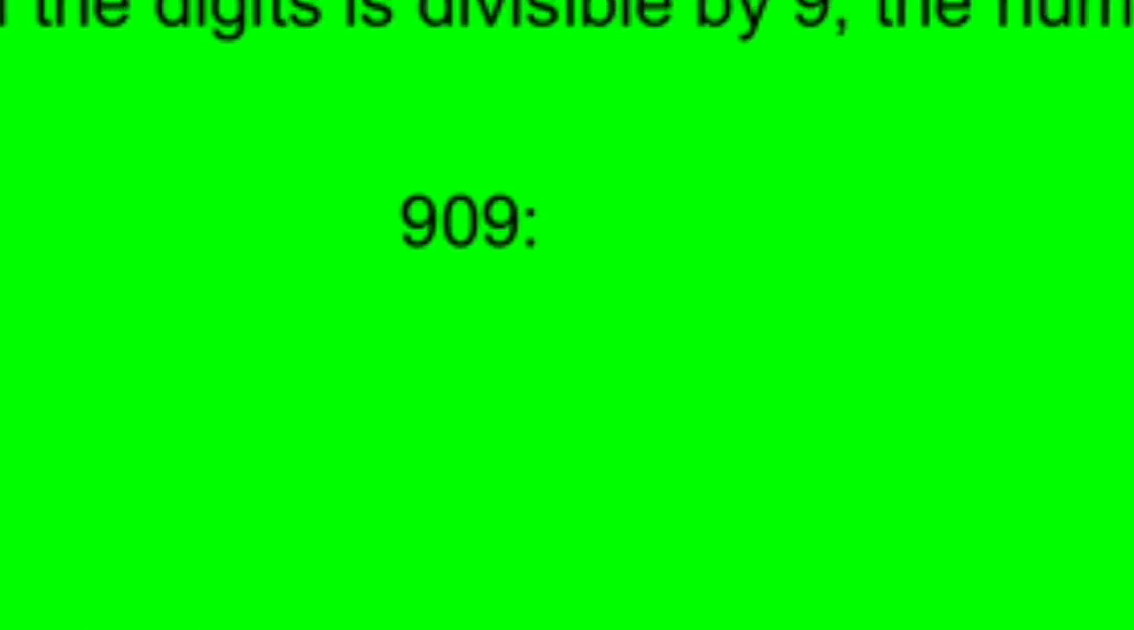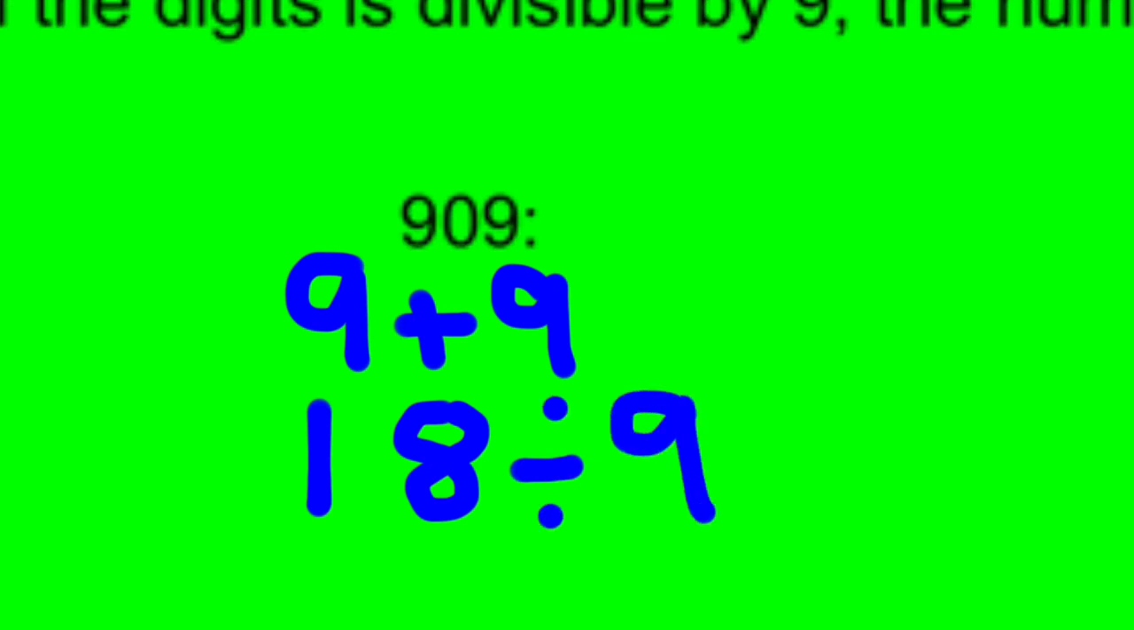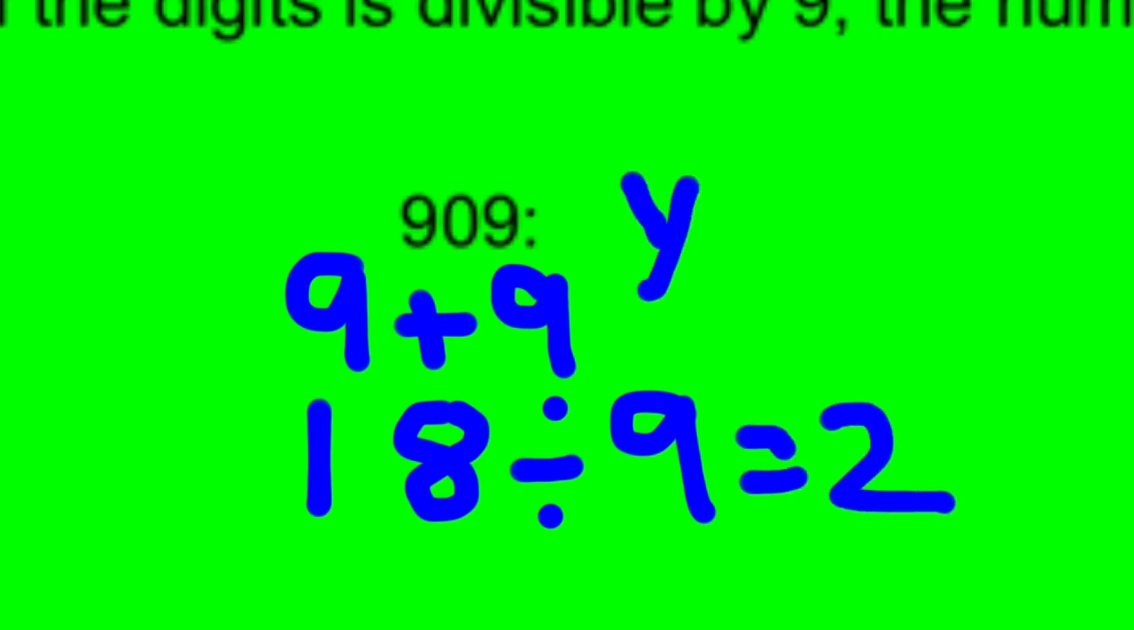Let's look at another example, 909. We want to know if that's divisible by 9. Add up the digits. We don't have to factor in the 0. 9 plus 9 is 18. Now check if that's divisible by 9. Well, I know 9 times 2 is 18. So 18 divided by 9 equals 2. Yes, since the digit sum is divisible by 9, so is the entire number.